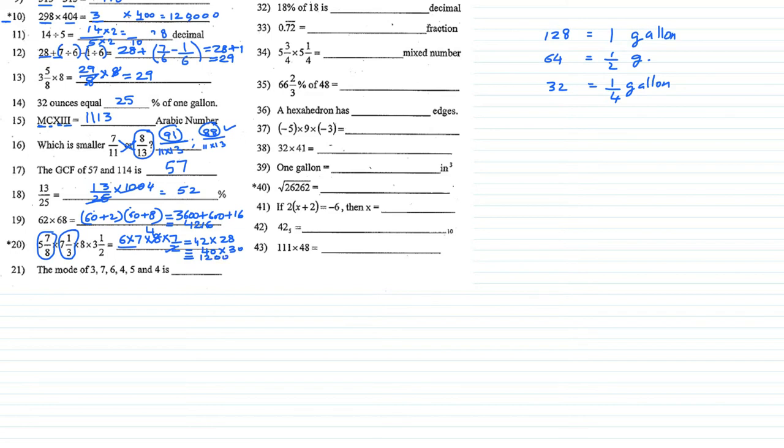Question 21, the mode of these numbers. Remember, mode is the most frequently occurring number. So let's see which number occurs the most frequently. So looks like 3 occurs only once, 7 also occurs only once, 6 also occurs once, and we have 2 4s over here. So clearly the mode is 4. 5 also occurs once. So the answer is 4.